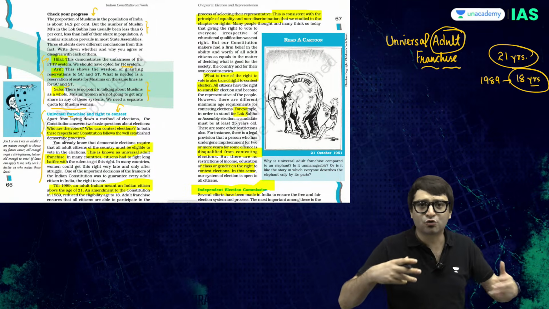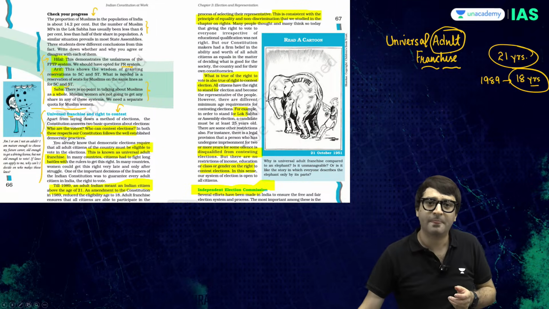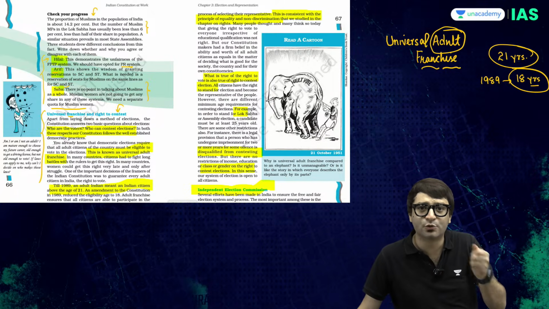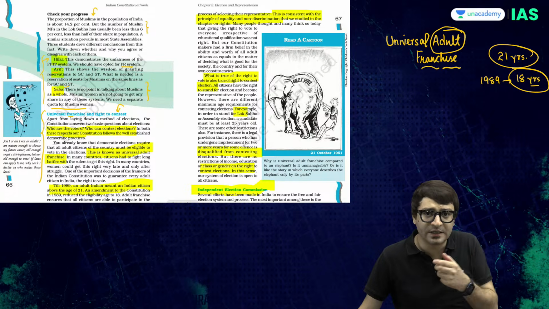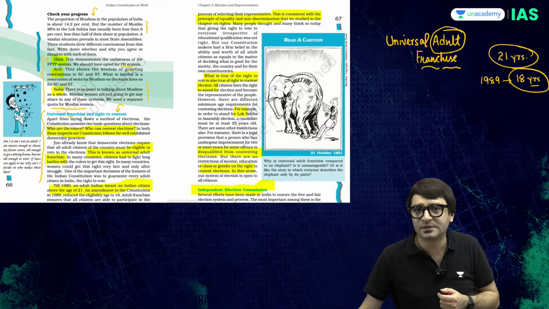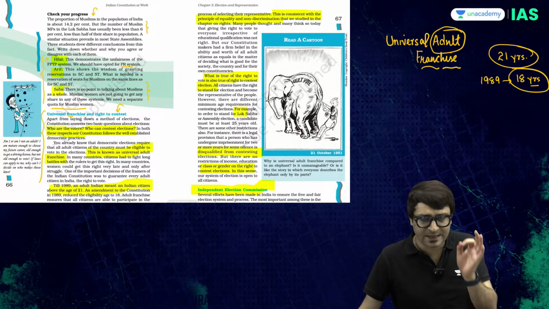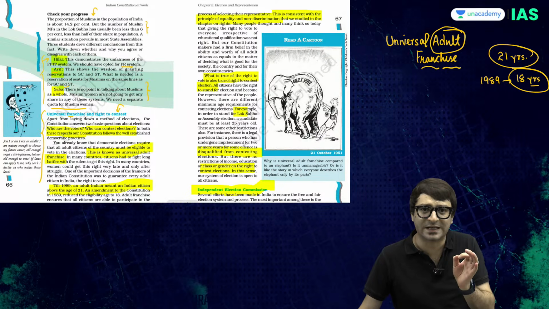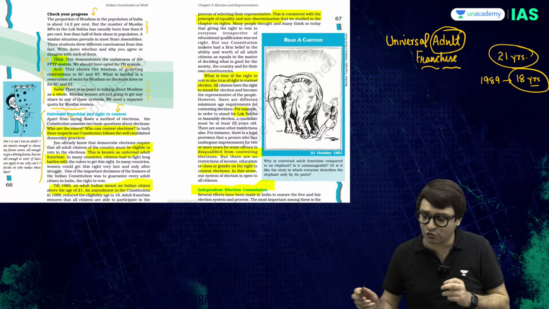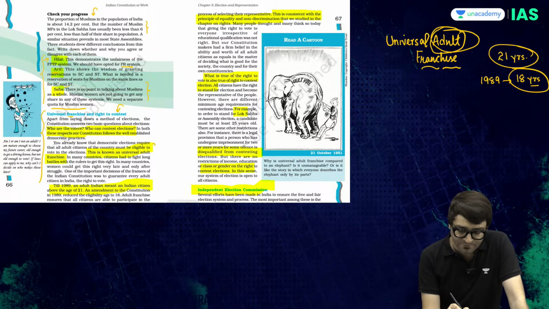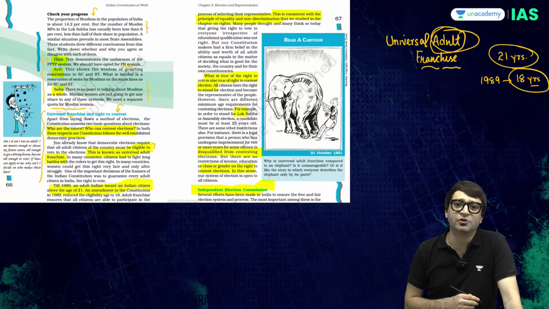The United States, the so-called champion of democracy, gave voting rights to women in the 1920s. Britain gave voting rights to women in the 1920s. Switzerland gave voting rights to women in the 1970s. But India, in one fell swoop, in 1950, when the Constitution was enacted, gave the right to vote to every adult. This is what we call universal adult suffrage.